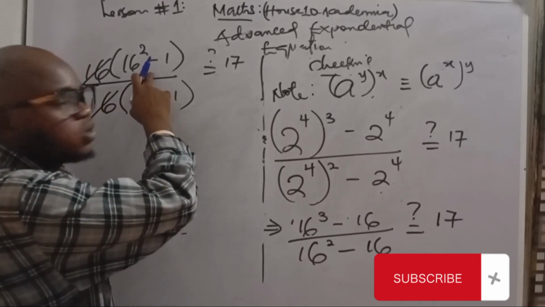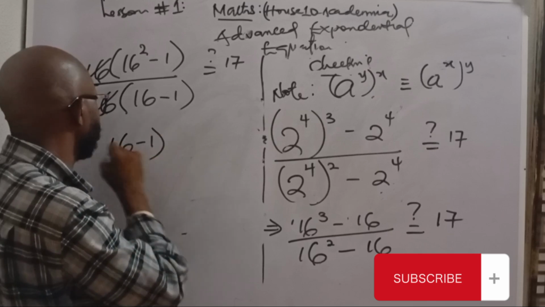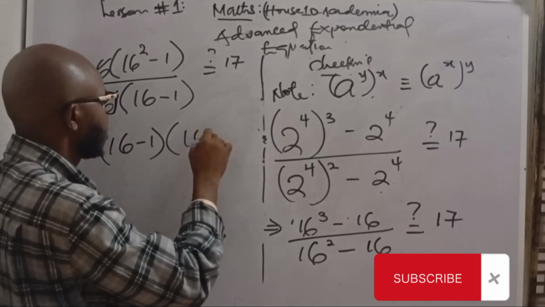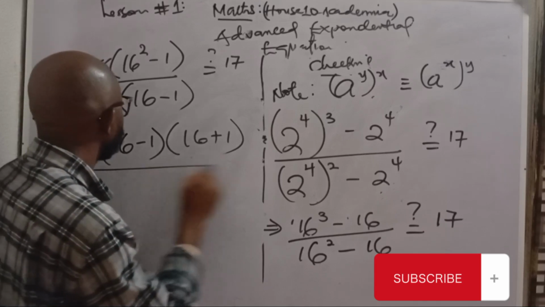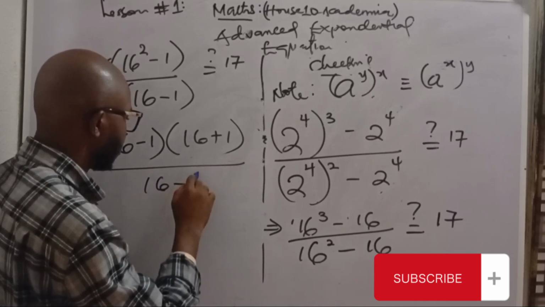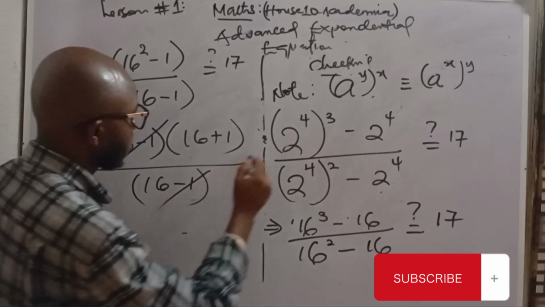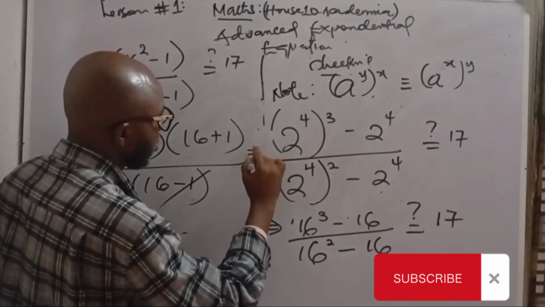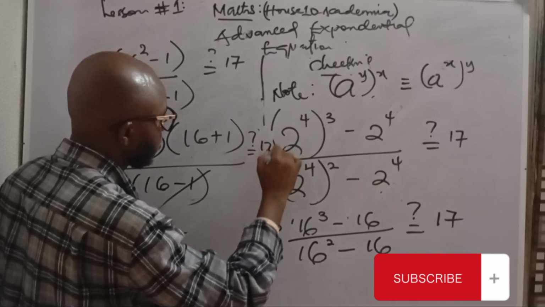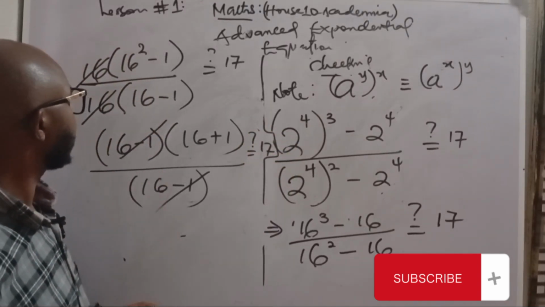So we have the difference of two squares here, just like what I did the other time. So we have (16 − 1)(16 + 1) over (16 − 1). So we can factor out, this will cancel this. So equals what? Because is it equal to 17? This is the argument. Is this equal to 17? This is the difference of two squares.